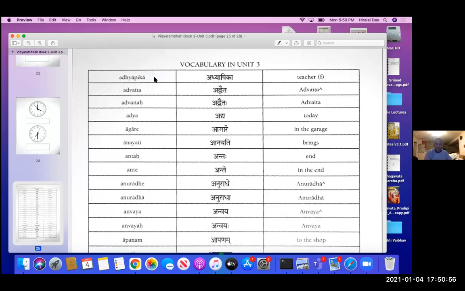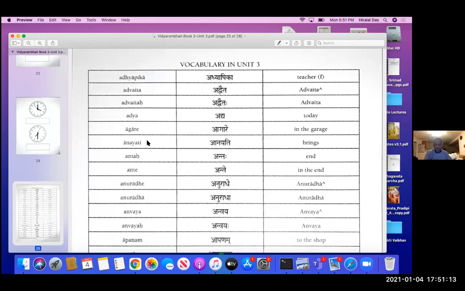Adhyapika, teacher in female gender. Advaita. Adya, today. And Agare, immigrant. Very good. So next person take another 5 words.